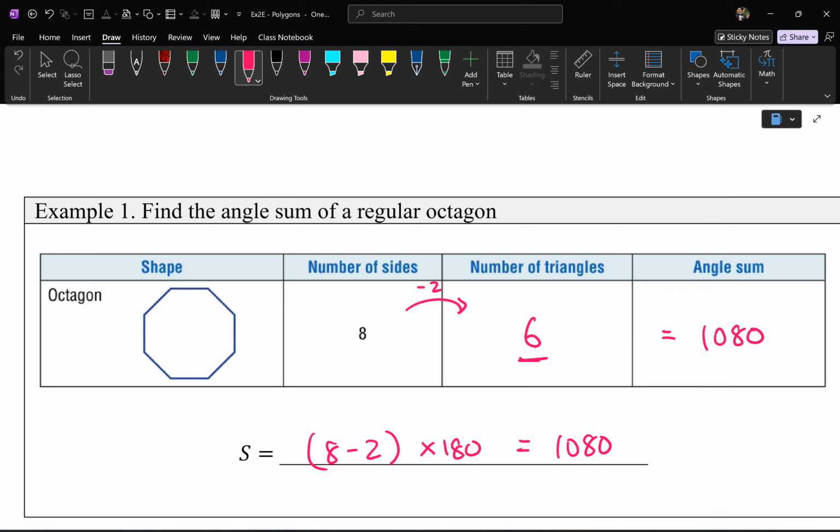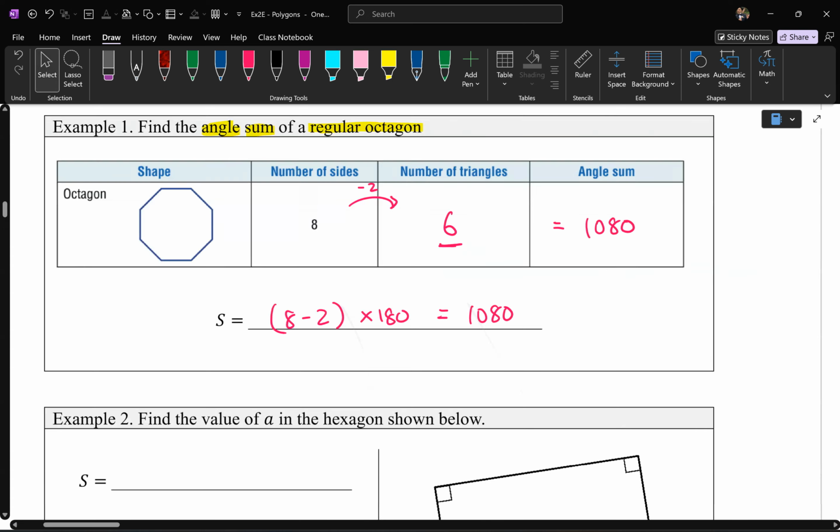So we know that when they ask what is the sum of a regular octagon, the angle sum, they're really asking if you added all the angles together inside an octagon, what it should add up to? It should add up to 1080. Okay? Let's do the next problem.